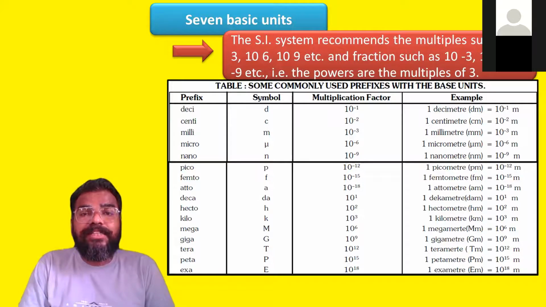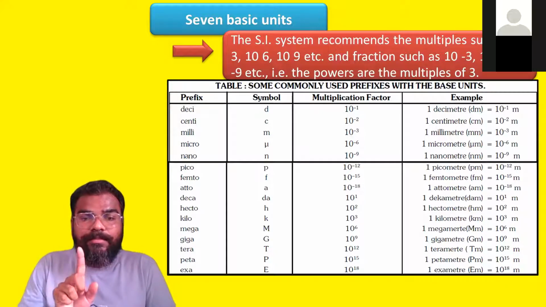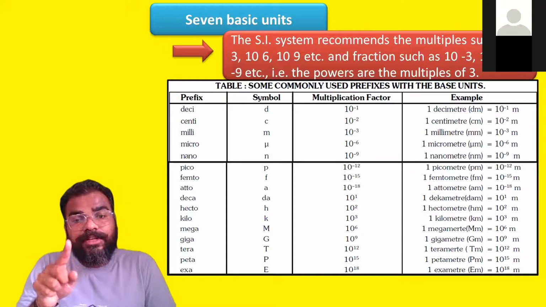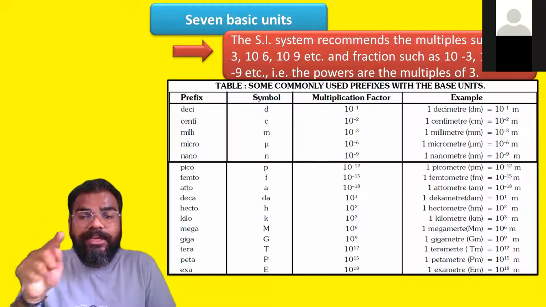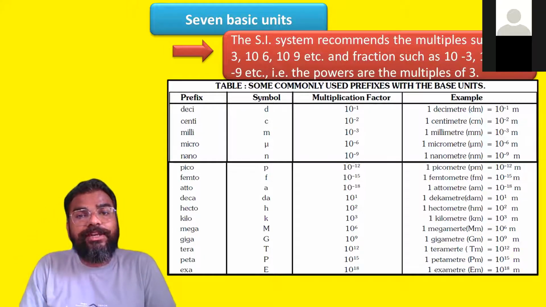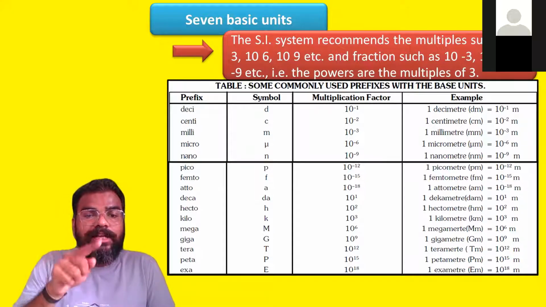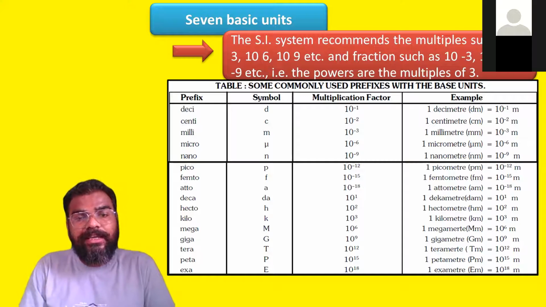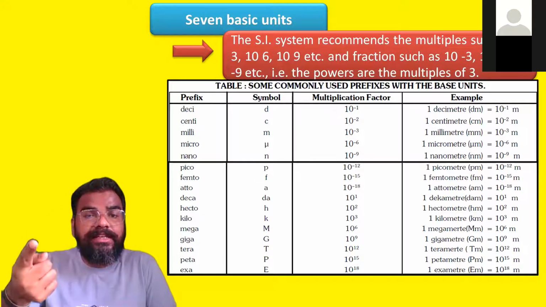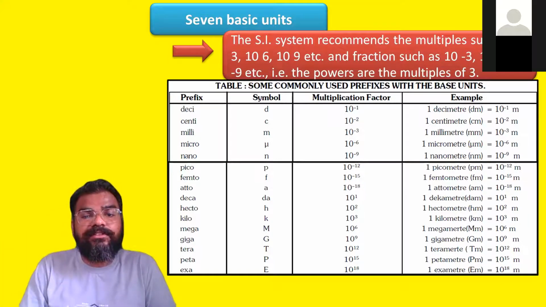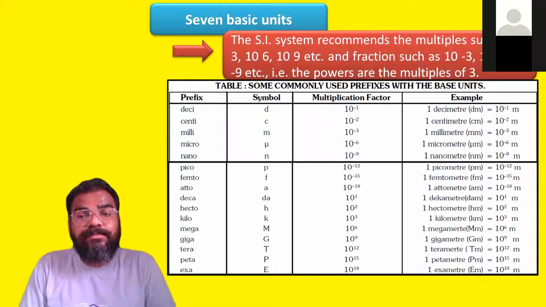After that we have femto, small f, then 10 raised to minus 15. 1 femtometer is equal to 10 raised to minus 15 meter. After that, atto, spelled a-t-t-o, the letter symbol is small a, 10 raised to minus 18. You can remember atto by 18. 1 attometer is equal to 10 raised to minus 18 meter.